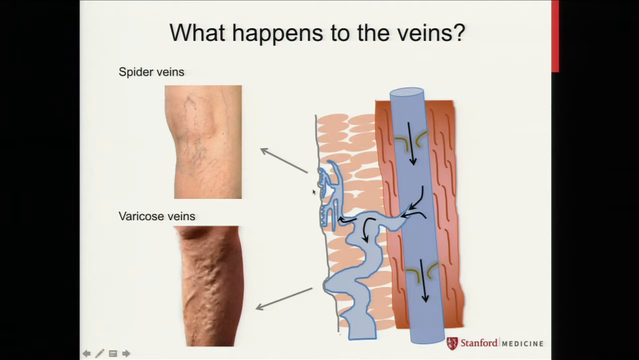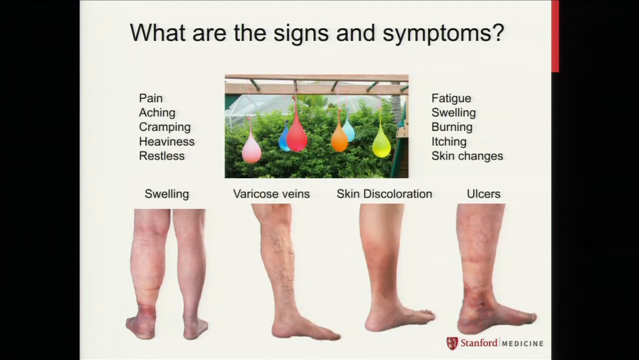If they happen in the very, very small veins, you may see them as spider veins. It's the same pathophysiology, but it just occurs in smaller veins, so it's not tortuous, but you would see these veins especially on the thigh, calf, and ankle areas.